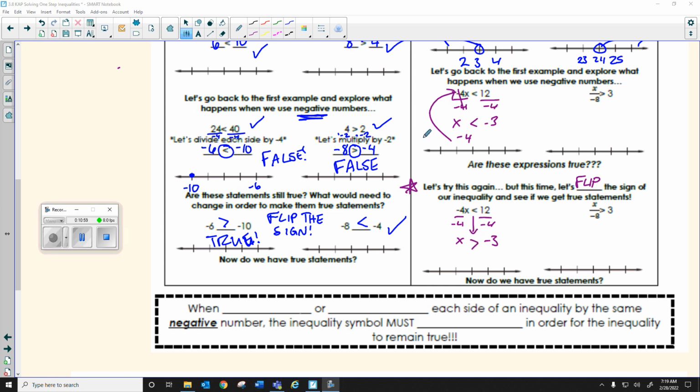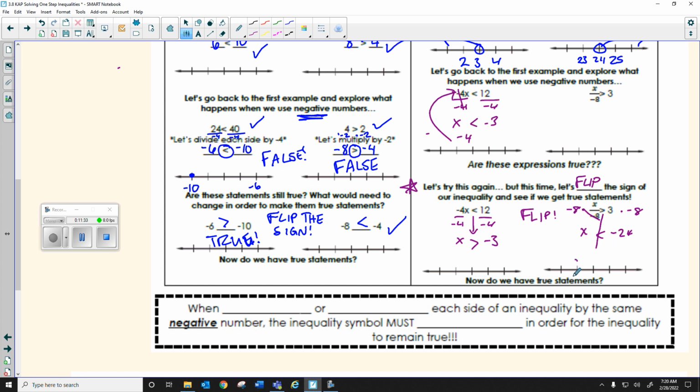All right, over here, x divided by negative 8. I see that x is getting divided by, so to get it by itself, I need to undo the division. We do that with multiplication. I'm going to multiply by negative 8. 3 times negative 8 is negative 24. And anytime you multiply or divide, maybe write flip off to the side so you don't miss it. Flip that inequality sign to make it the other way. Okay, x is less than negative 24.